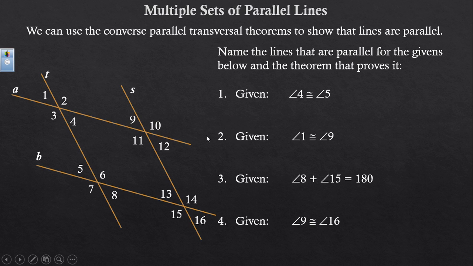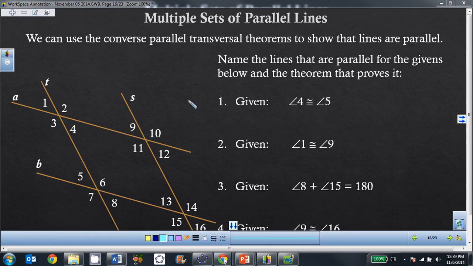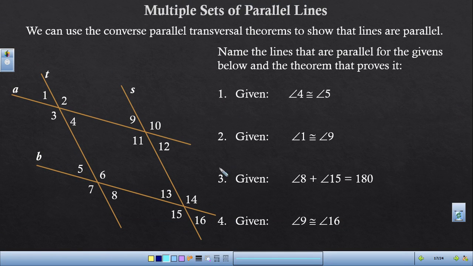So this is our first task. Presented with this drawing, if 4 is congruent to 5, which lines are parallel? Well, A is parallel to B because 4 is congruent to 5. And the theorem we use is the converse alternate interior angles theorem. Notice that we have a C now in front of the theorem name.